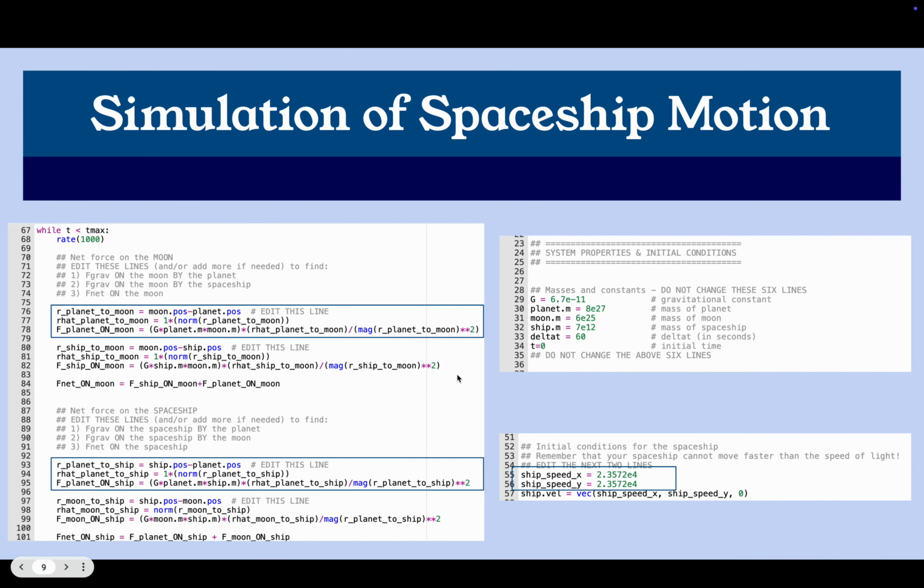So to find the net forces acting on the ship and moon, I used the gravitational force formula. Then I used these net forces to find the velocity for the planet and ship. I then used the position update formula to simulate the motion of the ship and the moon. Finally, in order to get the objects to move, I had to predict the initial velocity of the ship that would allow it to orbit around the planet. I found the ship's speed to be 2.3572e4 in the x direction and 2.3572e4 in the y direction.